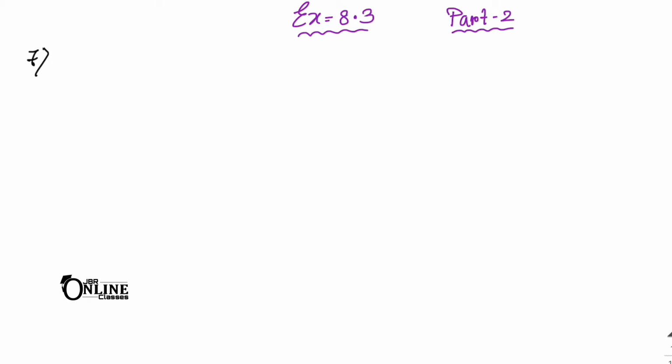So here in sum number 7, 42 meters of cloth is required to make 20 shirts of the same size. How much cloth will be required to make 36 shirts of the size? Okay, iska matlab yahan par dekhiye 42 meter cloth mujhe chahiye kiske liye, 20 shirt banane ke liye. So yahan par hum likhenge 20 shirts, okay, for 20 shirts we required here 42 meter of cloth.